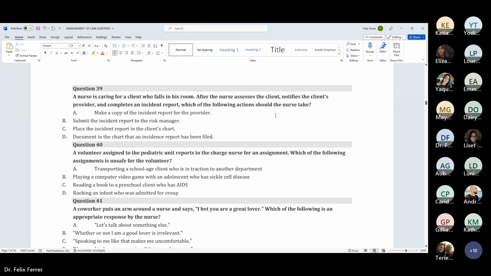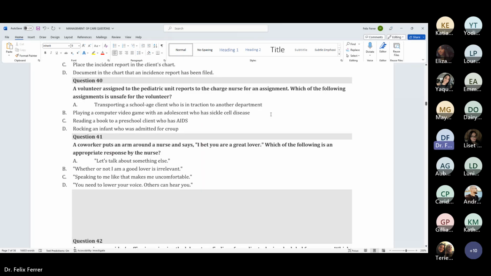39. A nurse is caring for a client who falls in his room. After the nurse assesses the client, notifies the provider, and completes an incident report, which of the following actions should the nurse take? B. Submit the incident report to the risk manager. Really good.